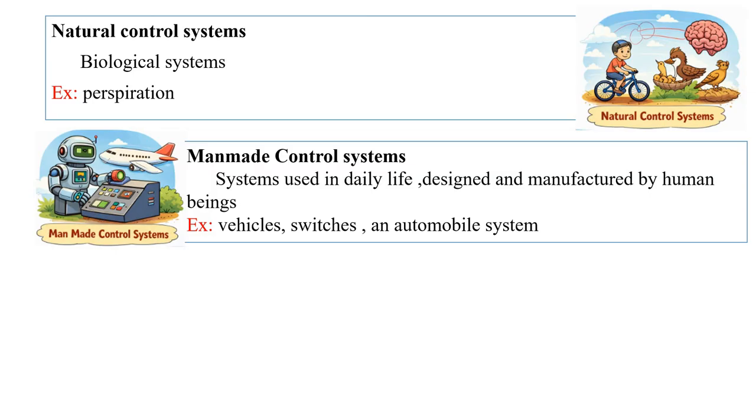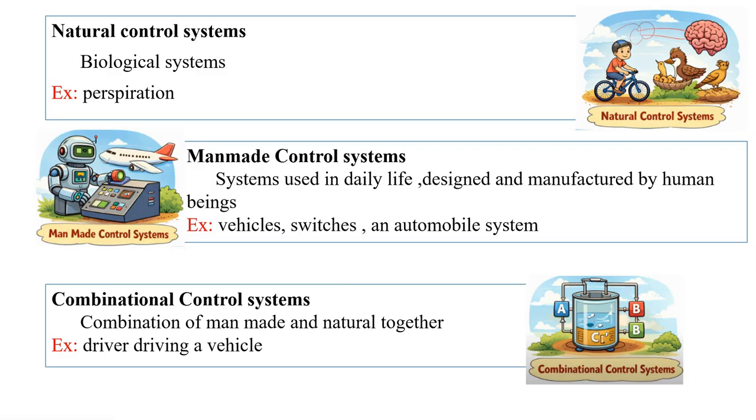The various systems we are using in our day-to-day life are designed and manufactured by human beings. So such systems like vehicles, switches, then various controllers and many more are called as man-made control systems. One more example, you consider an automobile system with gears, then accelerator, braking system, which is a good example of the man-made control system.